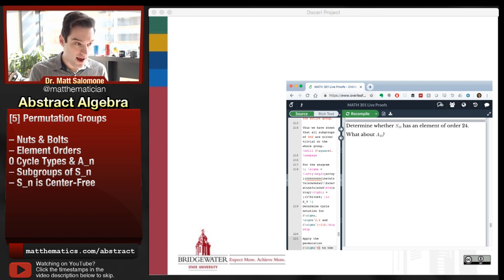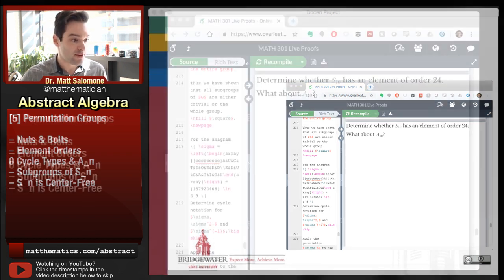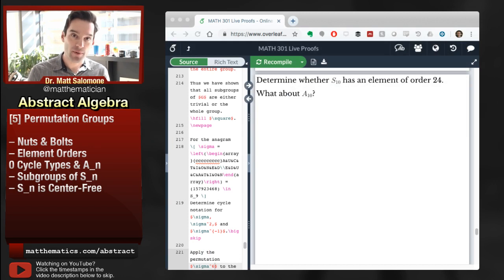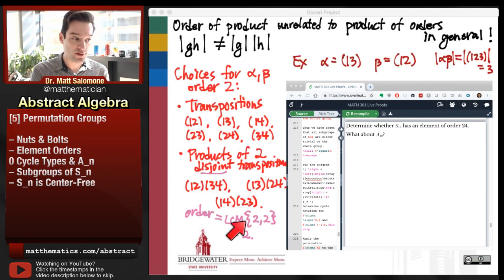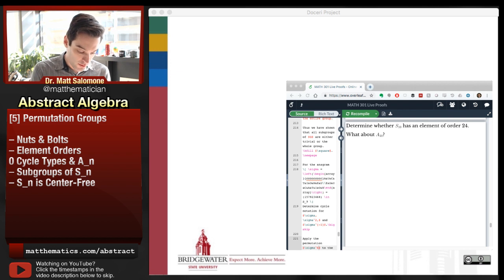But all of that as background, as prologue, let's think about how to answer the question that's here, which is: can we figure out whether the symmetric group on 10 symbols has an element, or maybe more than one element, whose order is 24? To get started, we want to use the observation we used on the last screen, which is that if I have disjoint cycles, then the order of a product of disjoint cycles is going to be the least common multiple of the orders of the cycles themselves.